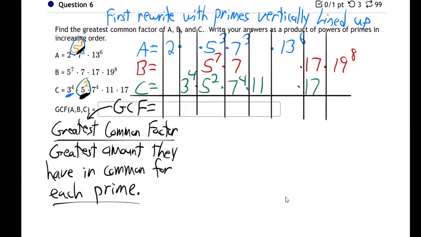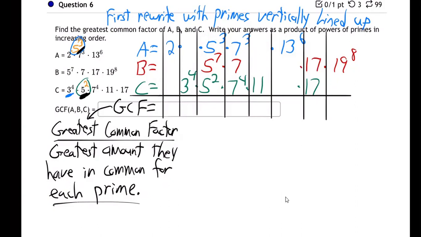Now, what do I mean by that? Well, let me look at the 5's with you for a second. So I hope you're seeing this. This can be a little tricky. Look at the 5's for a minute. So I'll go back to the 2's and the 3's, but let me just jump right to the 5's right now. Do you notice that A has 3 5's, right? 5 to the third. B has 7 5's, 5 to the 7th, and C has 2 5's, right? So what's the greatest amount that they share in common?